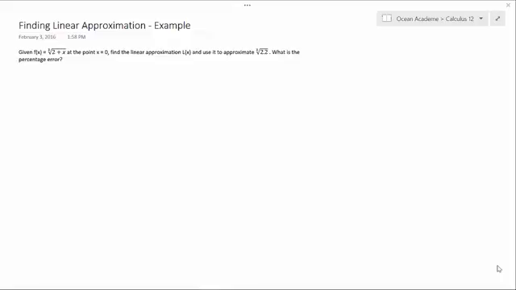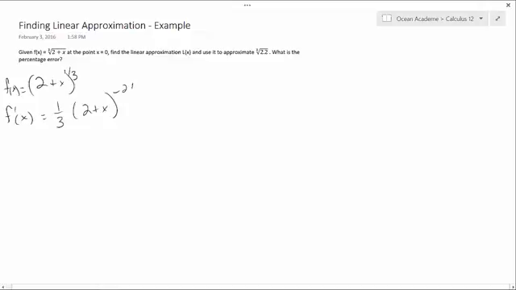So first of all, I want to rewrite this as 2 plus x to the power 1/3. So that's our f of x. Now our f prime x would be 1/3 times 2 plus x to the power negative 2/3. Now another way to write this would be 1 over 3 times 2 plus x to the 2/3.